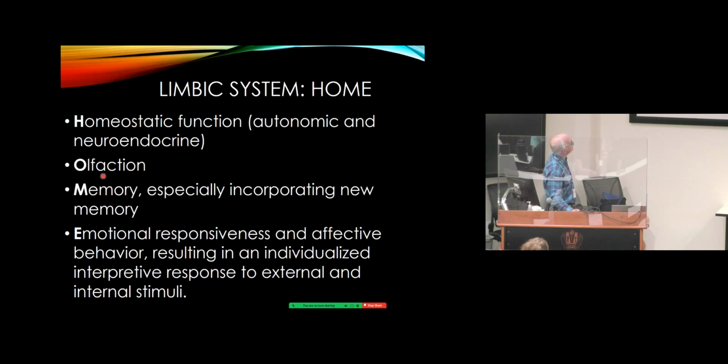Olfaction is a function of the limbic system. Memory. We'll talk a lot about how new memories get laid down in the brain. What happens in Alzheimer's when you have memory loss? Well, we're talking about the limbic system when we talk about that. And then psychiatry will tell you that the limbic system is involved basically in the unique way all of us respond emotionally to stimuli.